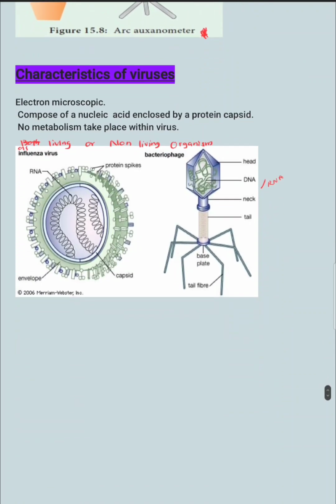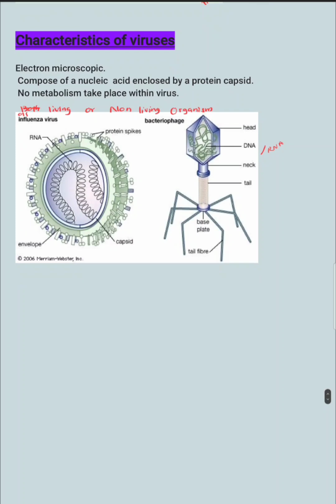The last topic of this lesson is characteristics of viruses. Viruses are seen under the electron microscope. They cannot be seen in the light microscope, and they have nucleic acid and a protein capsid. The nucleic acid may be DNA or RNA, and they do not have metabolic reactions. They are considered both living and non-living. They do reproduction as a living characteristic, and they don't do respiration or excretion, so they are considered non-living as well, right?